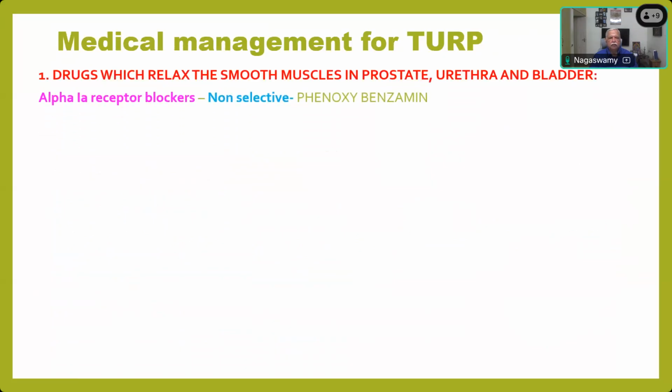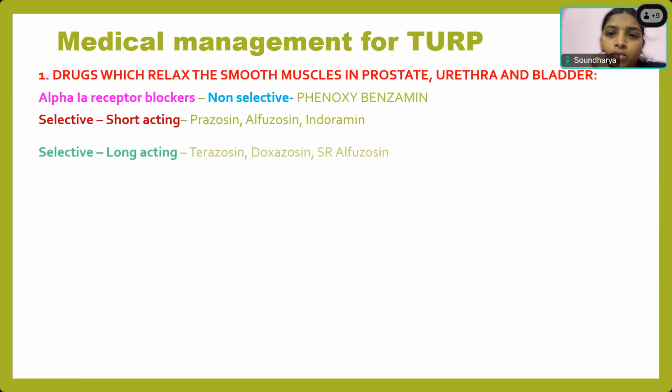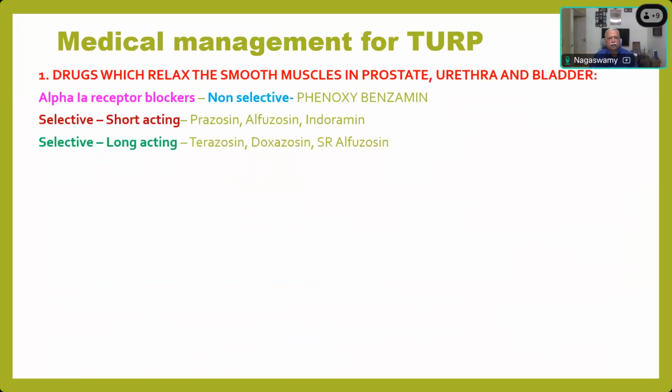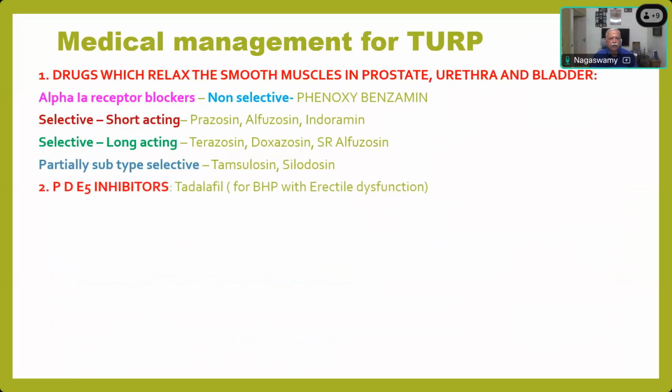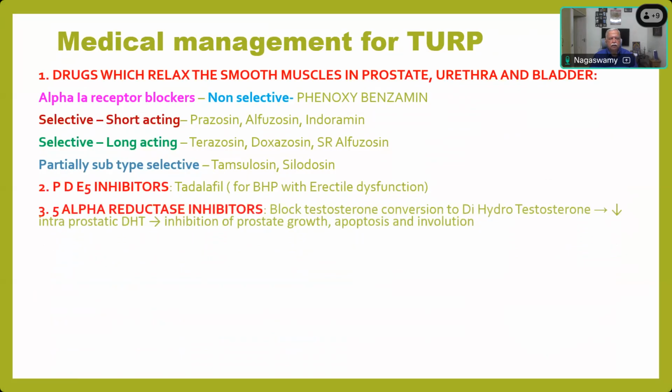Medical management, of course, we have already discussed. Alpha receptors, non-selective. Phenoxybenzamine is a non-selective alpha receptor blocker. Which other condition you will use this drug? Pheochromocytoma. Pheochromocytoma, fantastic, very good. Short-acting drugs like prazosin, alfuzosin, and long-acting drugs, terazosin, doxazosin. Selective subtypes are tamsulosin and silodosin. And tadalafil is used in BPH with erectile dysfunction.